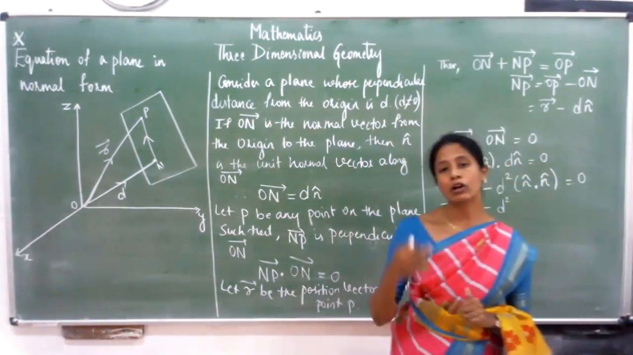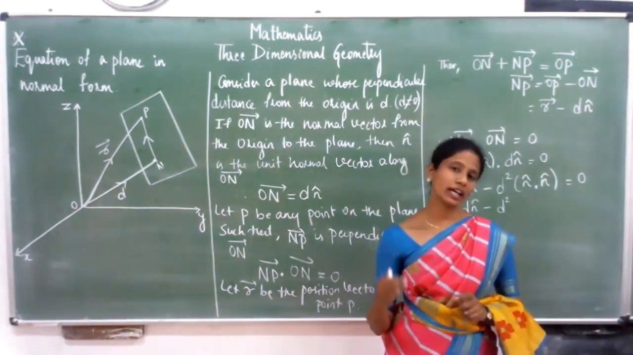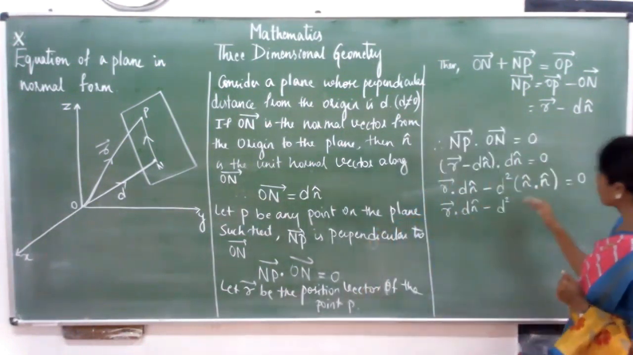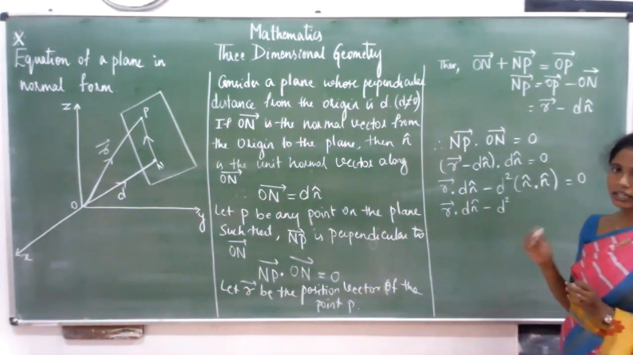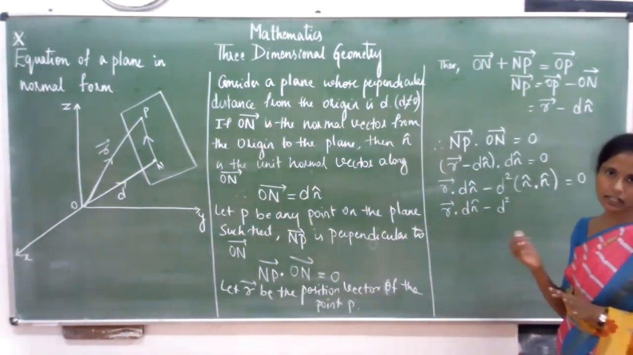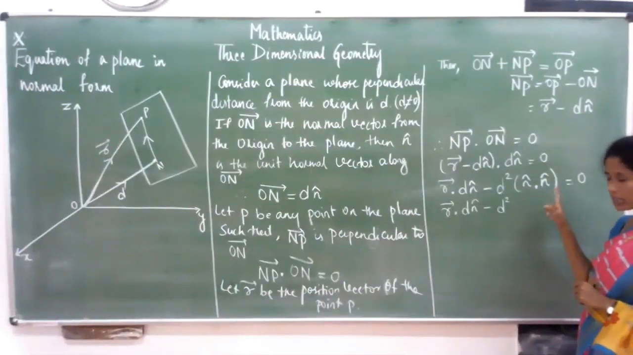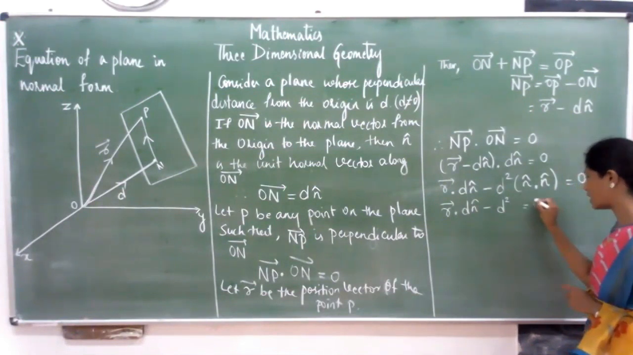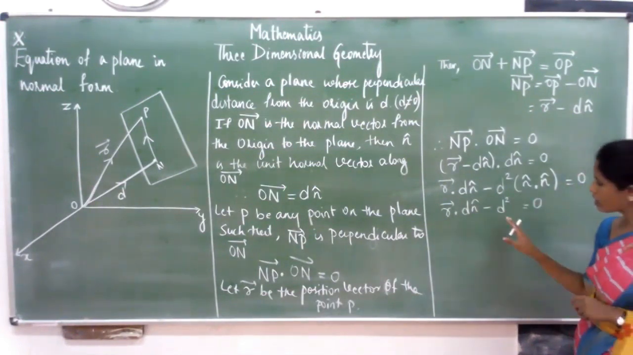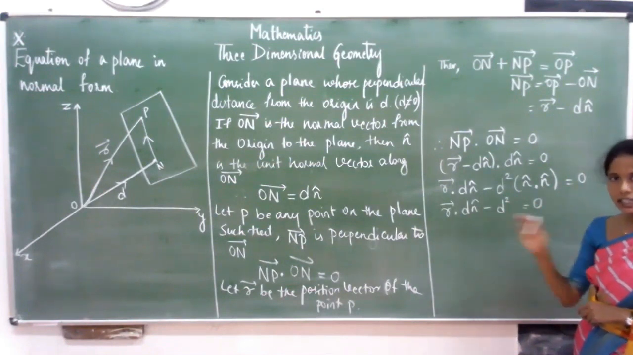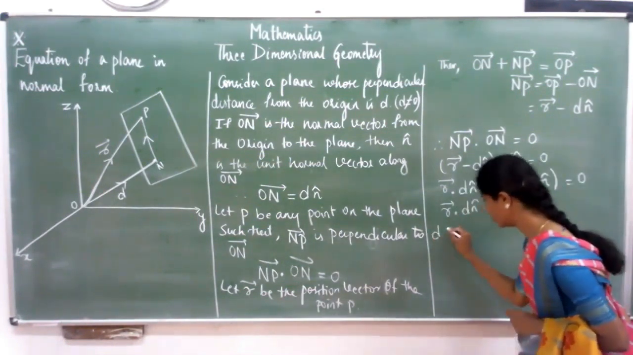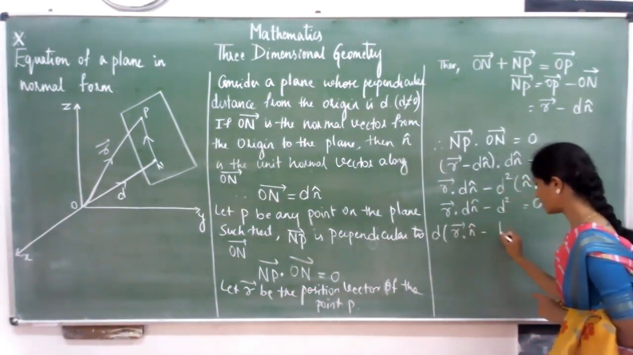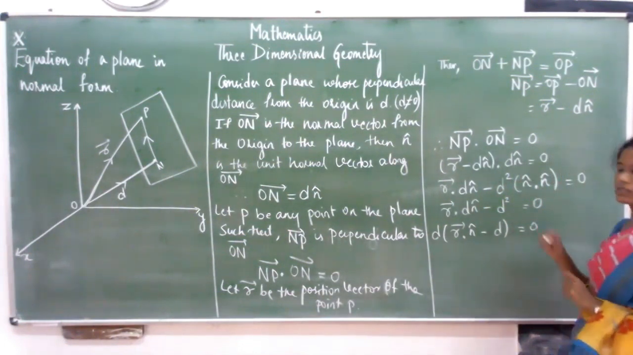What is I cap dot I cap? We know that I cap dot I cap, J cap dot J cap, K cap dot K cap is equal to 1. Therefore, here N cap dot N cap is also equal to 1. Therefore, D square into 1 is D square. From this, let us take D common. So if we take D common, we get D into vector R dot N cap minus D is equal to 0.